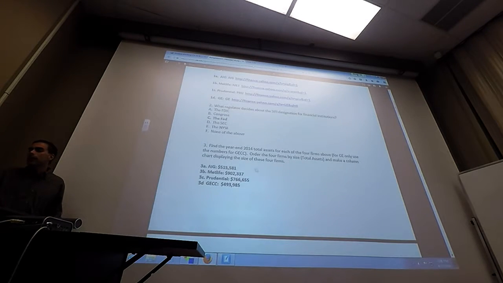And now number three, if you took basically the 2014 year-end total assets for these firms. And some of you got 2015, so you got maybe a point or two off. You got partial credit for it. As far as their size, this is what we had for it. MetLife is a little bit less than $1 trillion.